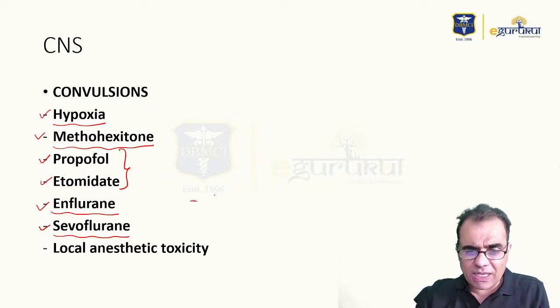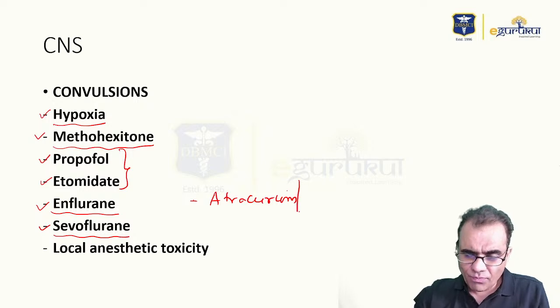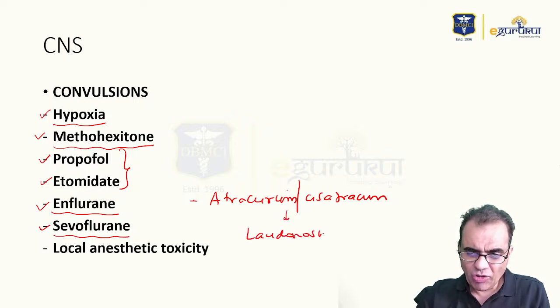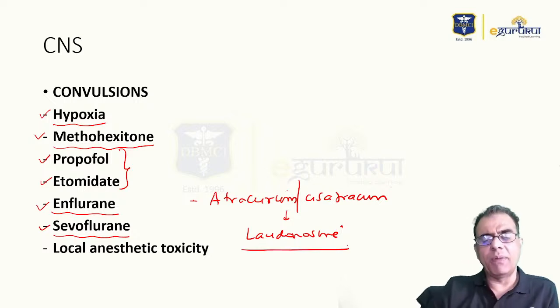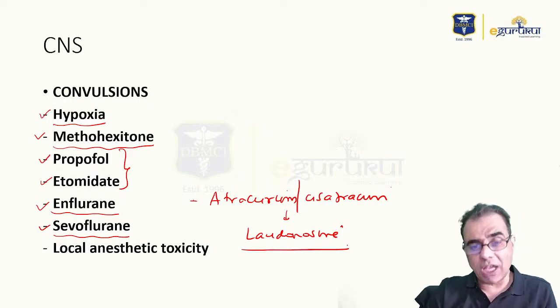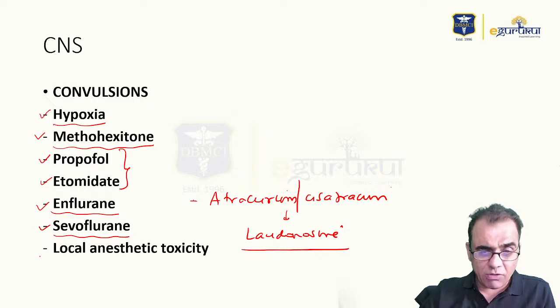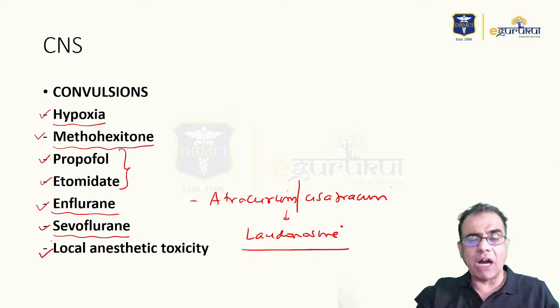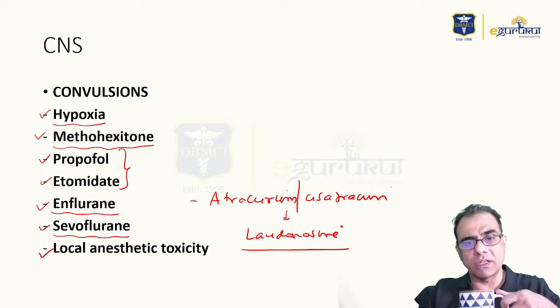Then one more is a metabolic product of atracurium and cisatracurium. Their metabolic product is laudanosine, which can cross the blood-brain barrier to cause convulsions. So they can also cause convulsions, and convulsions have also been seen after local anesthetic toxicity.